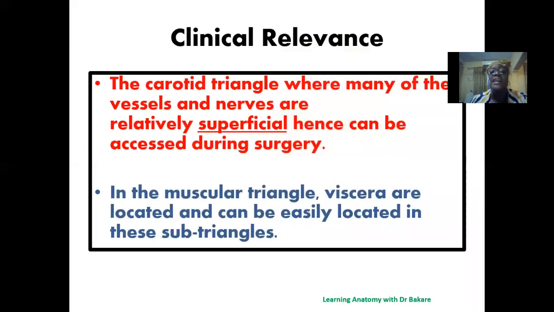Clinical relevance. The carotid triangle contains the vessels of the neck. We have the common carotid artery, the internal and the external carotid artery, and some of the branches of the external carotid artery. So these vessels can be accessed during surgery, knowing the boundaries of this triangle. Also, the muscular triangle, as we've stated, contains a number of viscera, and when the need arises, they can also be easily located within these subdivisions.